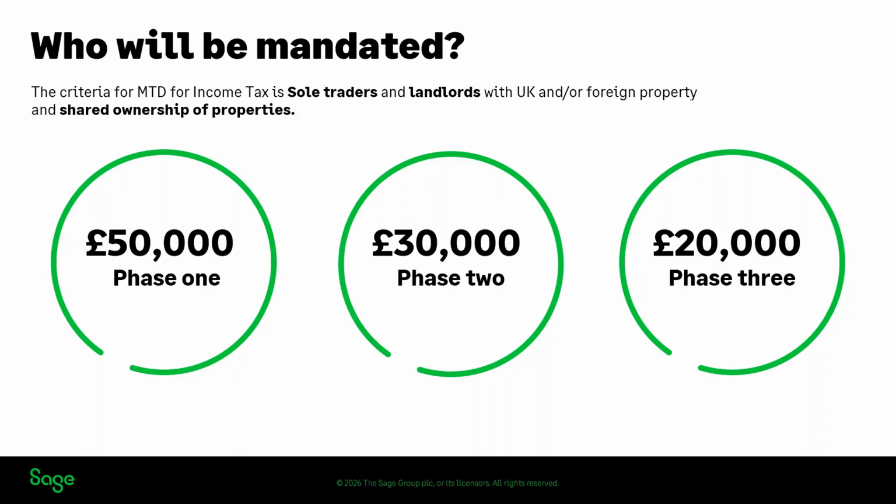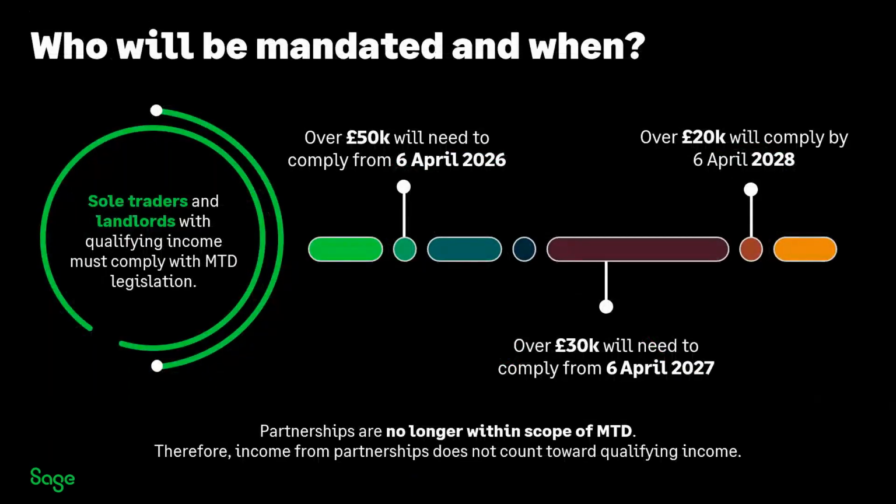So phase one is based off those earning over £50,000 a year. Phase two is income over £30,000 a year. And phase three is over £20,000 a year. Now you might be wondering, when is all this happening? So £50,000 a year is from the 6th of April 2026, so that's this year. You've then got £30,000 a year, which is from the 6th of April 2027. And then by the 6th of April 2028 for those earning over £20,000 a year.